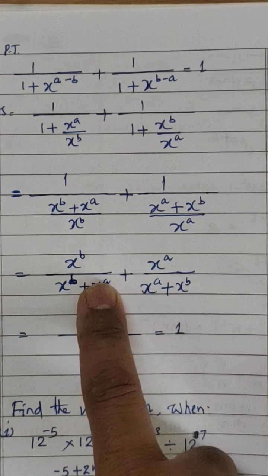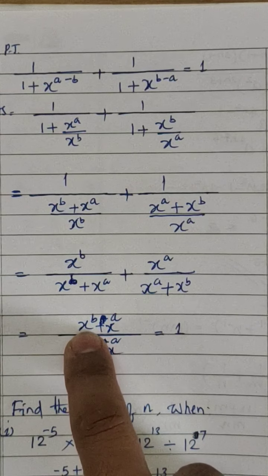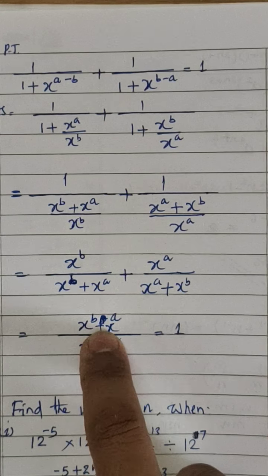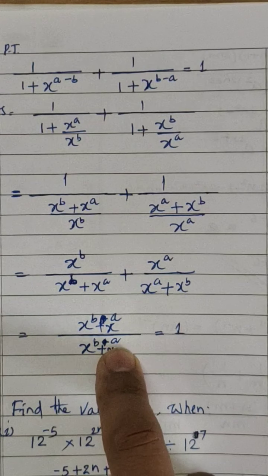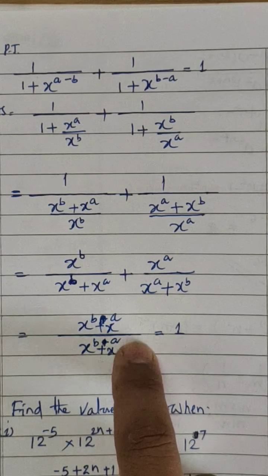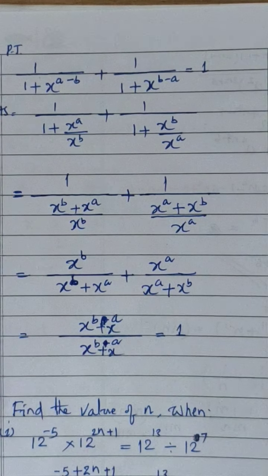So both are same. Then in the numerator we have x to the power of b plus x to the power of a. In the denominator we have x to the power of b plus x to the power of a. This and this will get cancelled. Then we get the answer 1, that is LHS is equal to RHS.